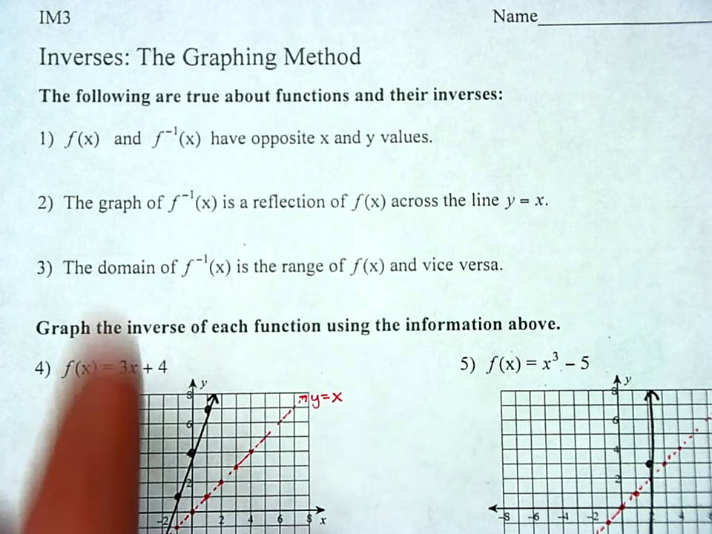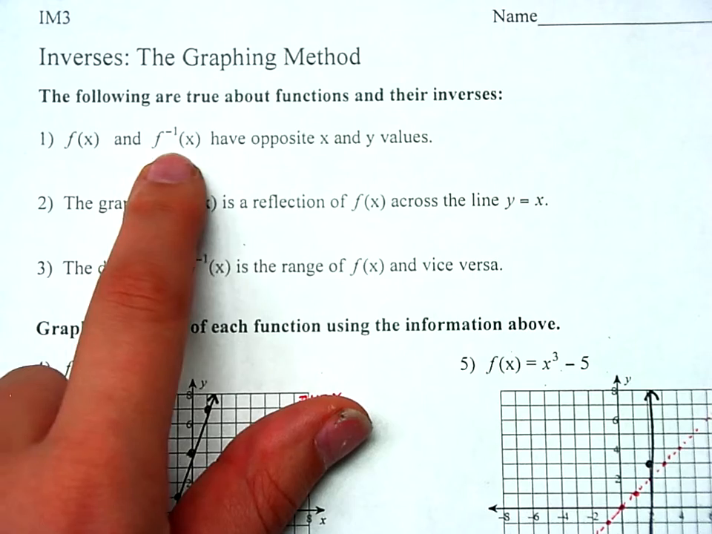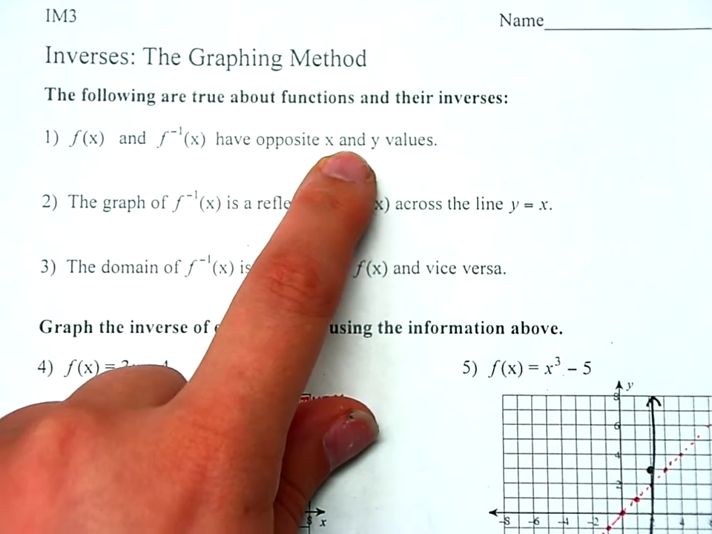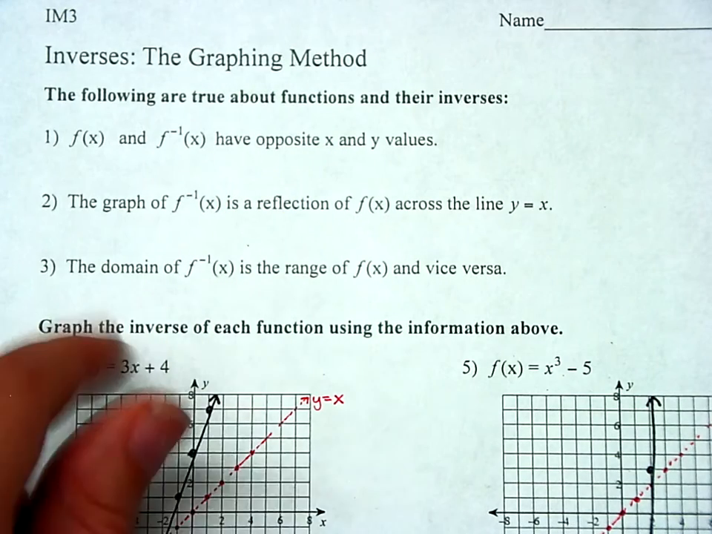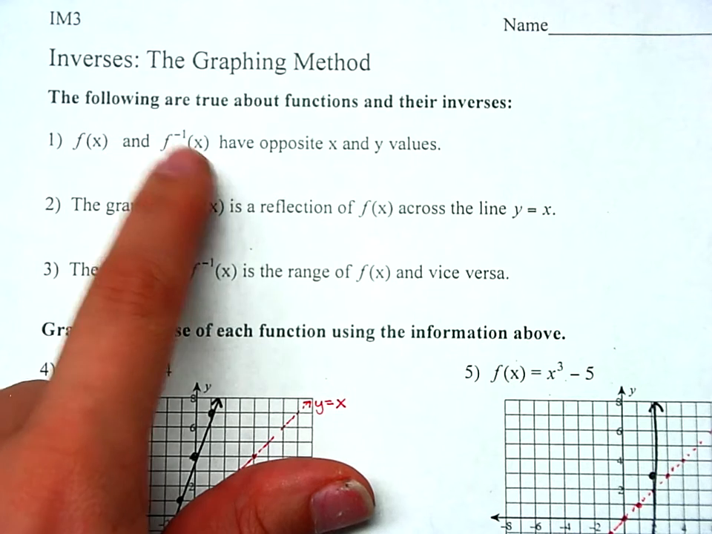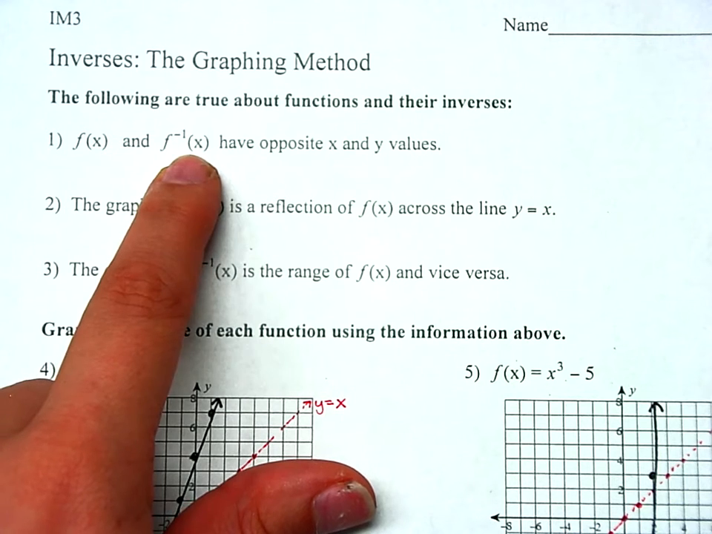So the first thing is that f of x and its inverse have opposite x and y values, right? That's what makes it an inverse. So whatever the x values are for this function are now the y values for this function.